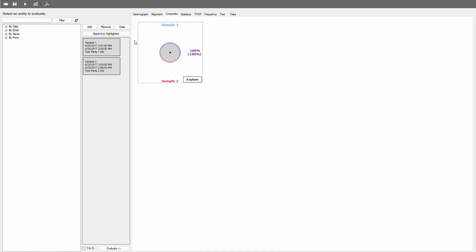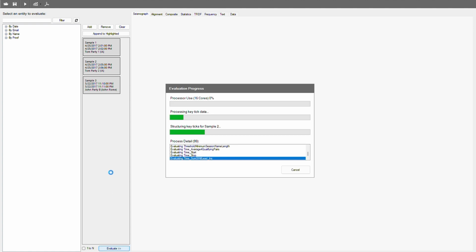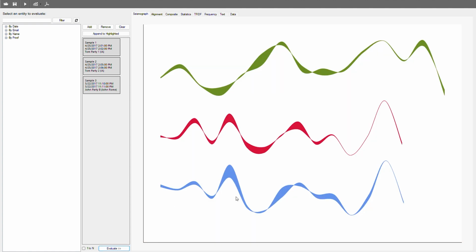Now let's show how that changes when I add a third example from a different person into the evaluation. When I rerun that evaluation, now you will see, starting from the bottom with the first example, next up in the red, the second example, and at the top in green, the third example. The first two examples in the blue and the red are very clearly from the same individual. And again, the green graph here shows that it's definitely a different individual.